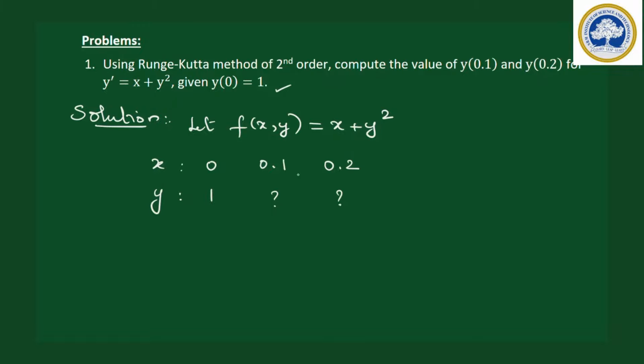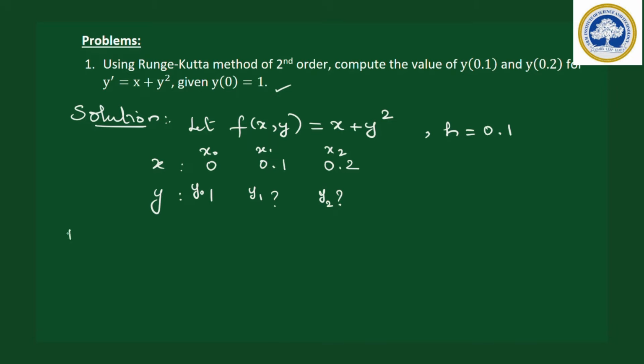Then h is not given in the question, but in the formula we have h. So how to consider h here? We can notice how the value of x varies. Here the values of x vary by 0.1, so we can fix h = 0.1. By taking h = 0.1 and assuming x0 = 0 and y0 = 1, we can calculate y1. This will be considered as x1 and this is x2, so the corresponding value will be y2. Now our aim is to find y1 and y2.